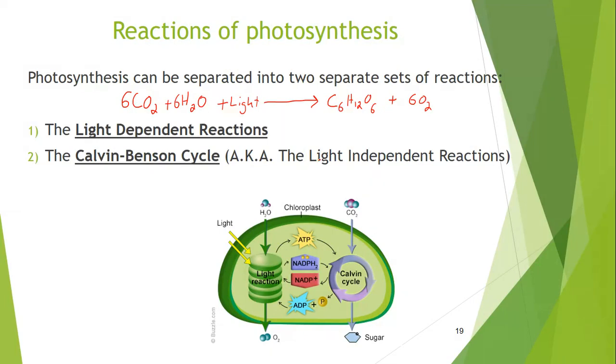chemical reaction for photosynthesis. Okay, now what we're going to do is we're going to take this reaction and break it into 2 parts. The first part is called the light-dependent reaction, and the second part is called the Calvin-Benson cycle.